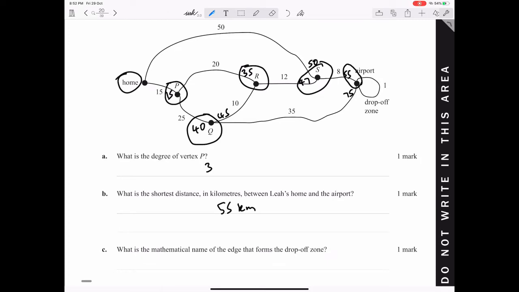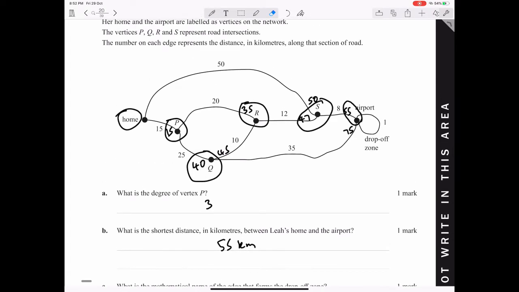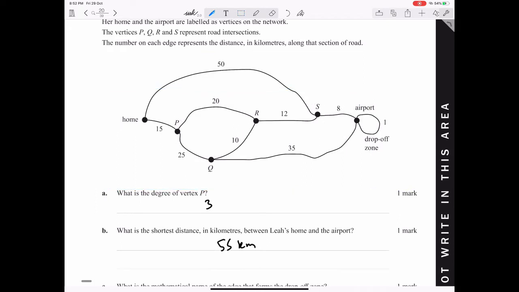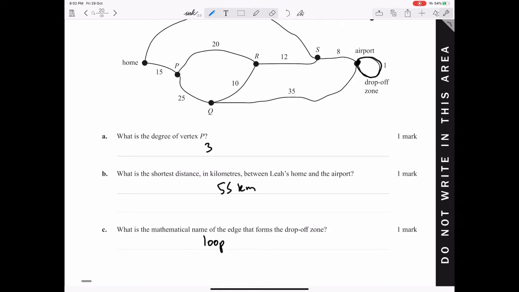C. What is the mathematical name of the edge that forms the drop-off zone? So the drop-off zone is over here. The drop-off zone is the airport linking to an edge that goes back to the airport. You should know that an edge that goes back to its same vertex is called a loop. So therefore the mathematical term is a loop. That's just something you should know.